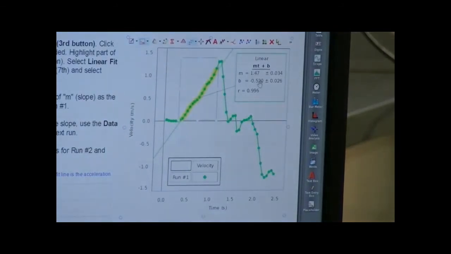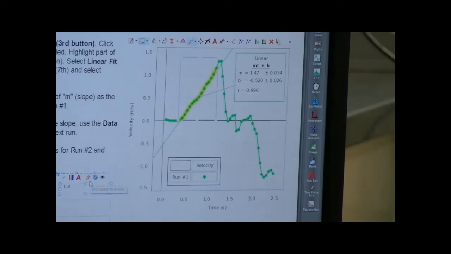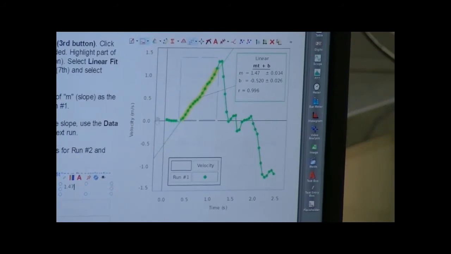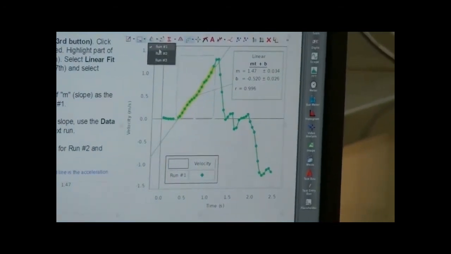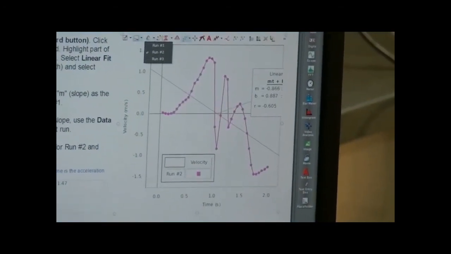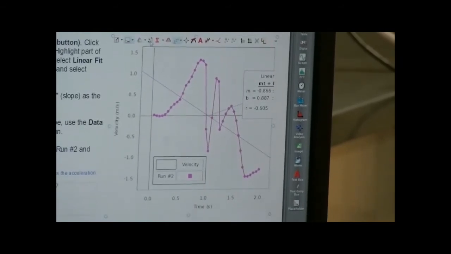And so that gives us a slope of 1.47, which is equal to the acceleration of our cart. So that's 1.47 meters per second squared acceleration. We'll select our second run. And again, highlight our region of interest.